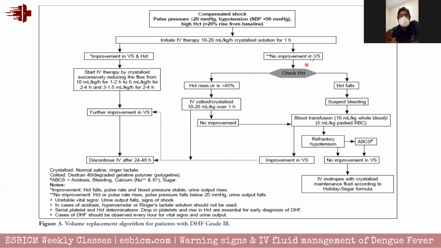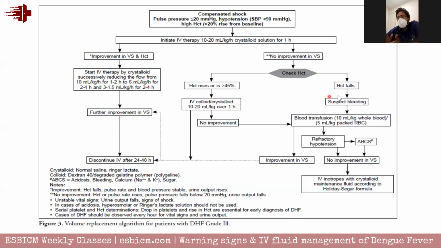But if there is no improvement in the condition of the patient, then again we have to check the hematocrit. If it is in a rising trend, if the hematocrit has risen more than 40-45% from the baseline value, then we'll have to decide about the crystalloid, or we can give colloids also, like dextran or hemaccel or albumin. It will be around 10 ml per kg over 1 hour that we have to give, and we have to see whether improvement is there in the patient or not.